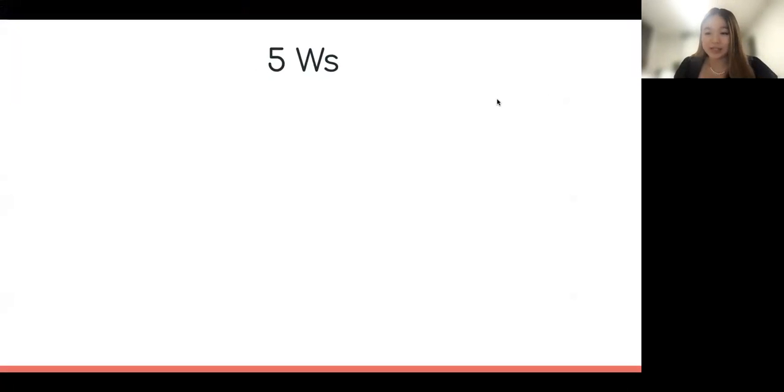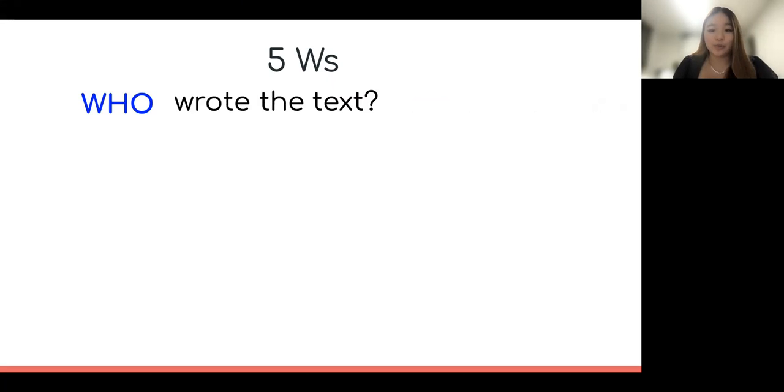Now, can everybody see my screen? Okay, perfect. So the first W that we want to include in our summary is who. Who wrote the text? So the first two things we're going to be looking at are, one, who wrote the original text and what is the title of that text? And we want to be including those two things within the first sentence of our summary, just to make sure that the audience knows what we're referencing when we're summarizing information.